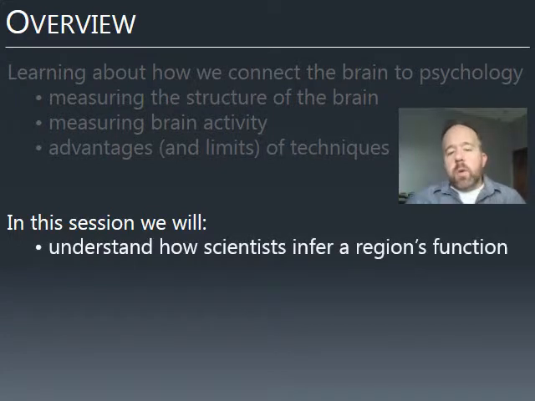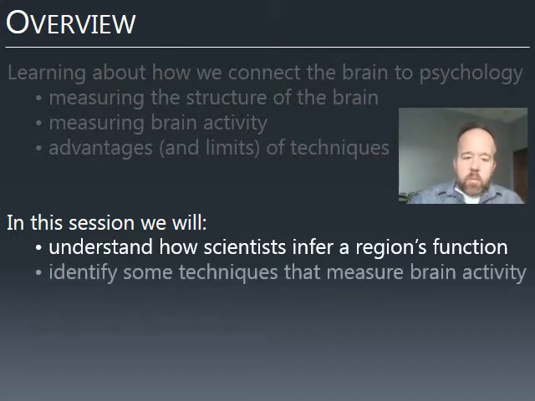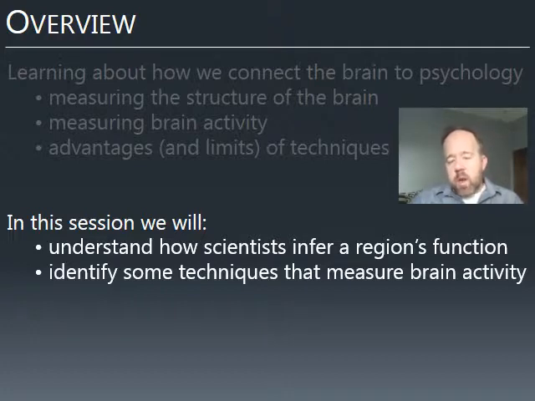So what we're going to do is talk about the structure of the brain, and especially early on, how scientists inferred what a region of the brain did when the structure was disrupted. We'll also look at some methods that measure brain activity, either at the very small scale of individual neurons or at the much larger scale of billions of neurons. We can measure activity at both those scales, and so we'll talk about how we do that.